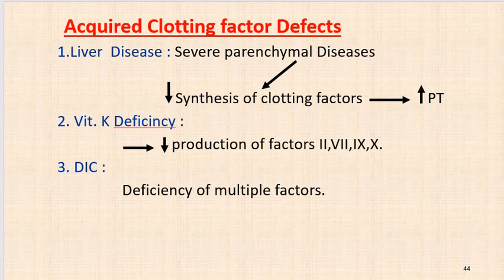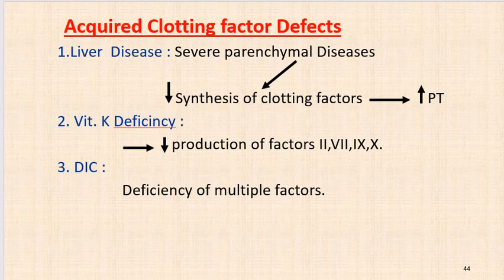The second one, vitamin K deficiency, because vitamin K is needed for synthesis of factors 2, 7, 9 and 10 in the liver. In conditions of vitamin K deficiency, there is decreased production of these factors 2, 7, 9 and 10, and there is tendency towards abnormal bleeding.